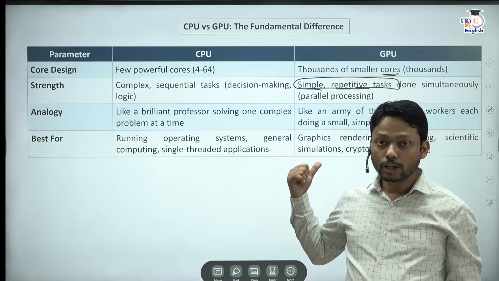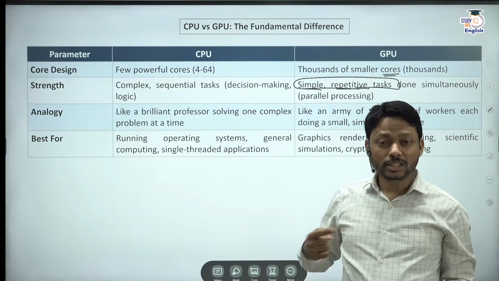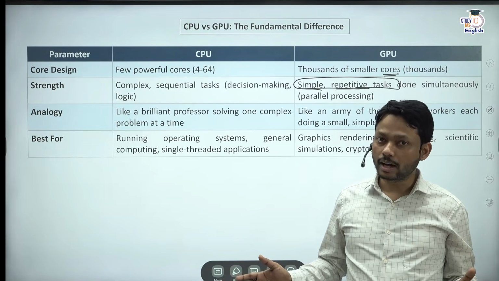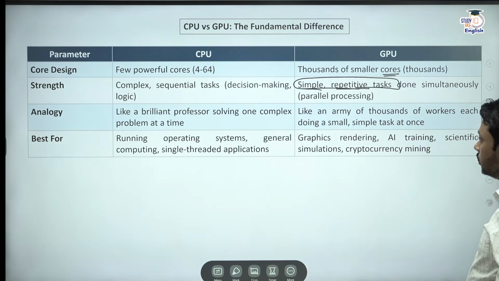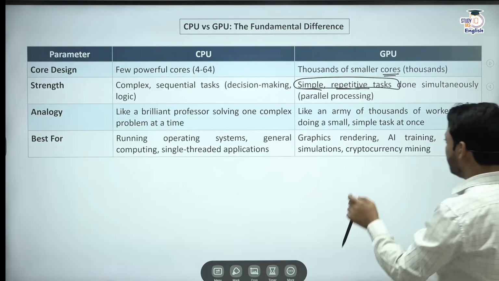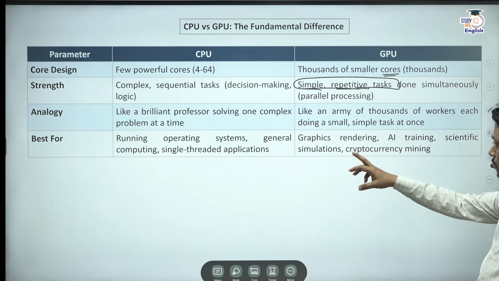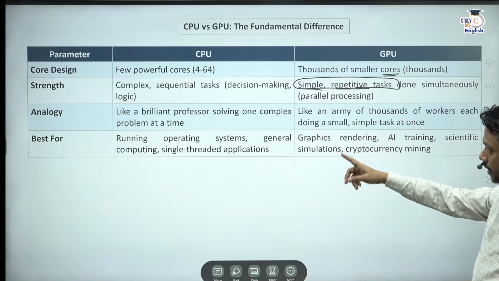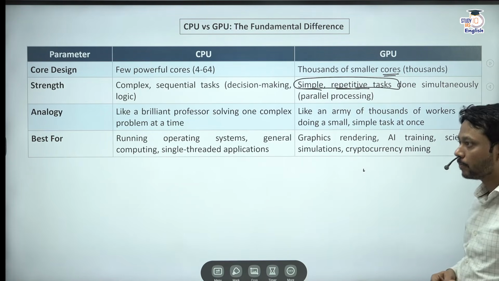They will not be able to perform if you ask them to do something else. They are specialized, they do simpler things, they do repetitive things, and they are more in number, so they do it faster. That is the idea of the GPU. The operating system is run by the CPU, and general computing is also done by the CPU. But graphics rendering, AI training, training of LLMs, crypto mining, scientific simulations, finding the structure of a protein, very specific, niche, specialized, repetitive jobs are done by the GPU.